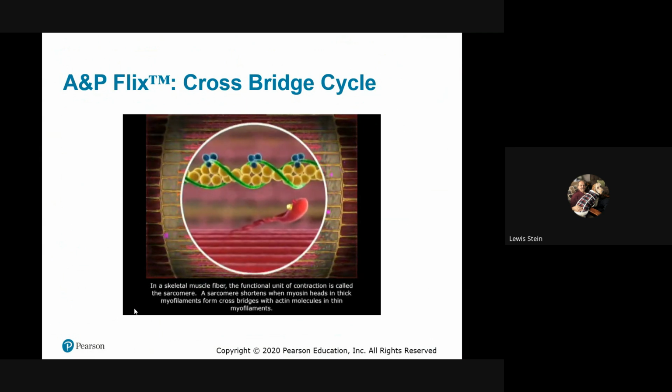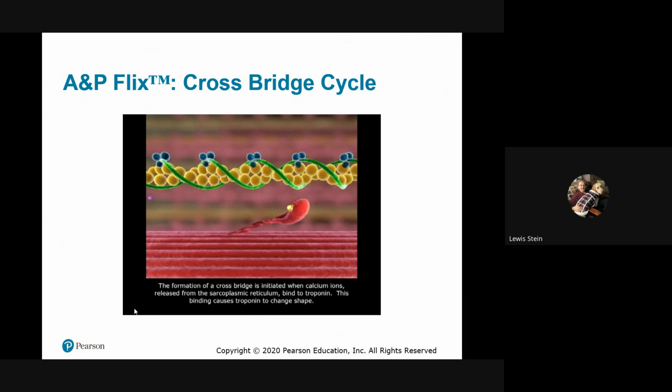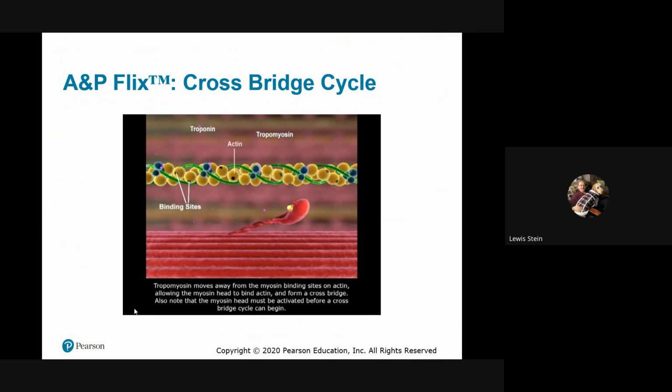See the end point there. The formation of a cross bridge is initiated when calcium ions, released from the sarcoplasmic reticulum, bind to troponin. This binding causes troponin to change shape. Tropomyosin moves away from the myosin binding sites on actin, allowing the myosin head to bind actin and form a cross bridge.